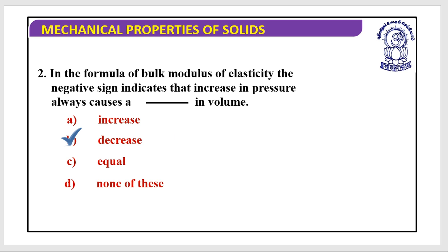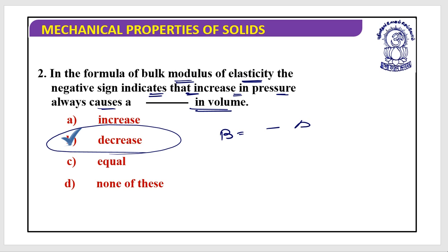Next, in the formula of bulk modulus of elasticity, the negative sign indicates that an increase in pressure always causes a blank in volume. Yes, a decrease in the volume. It is something like this: B is equal to minus of delta P divided by delta V by V. Is it clear?